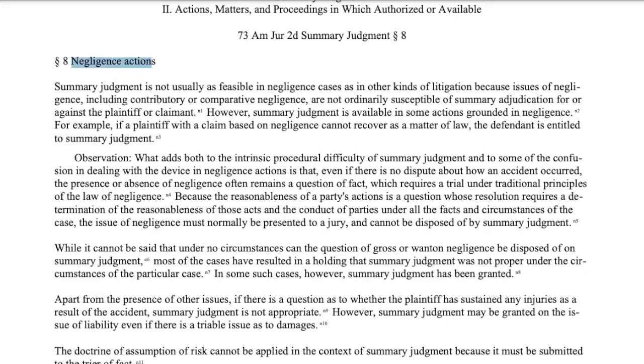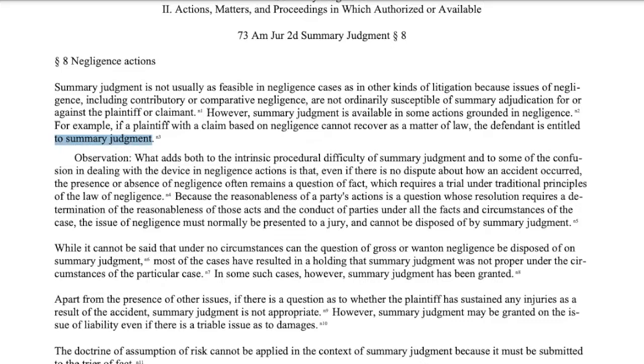And negligence actions. Summary judgment is usually not as feasible in negligence actions as in other kinds of litigation, because issues of negligence, including contributory or comparative negligence, are not ordinarily susceptible of summary adjudication for or against the plaintiff or claimant. However, summary judgment is available in some actions grounded in negligence. For example, if a plaintiff with a claim based on negligence cannot recover as a matter of law, the defendant is entitled to summary judgment.